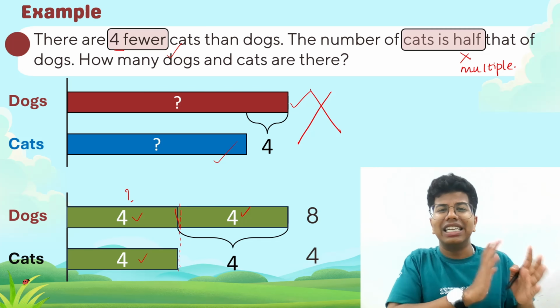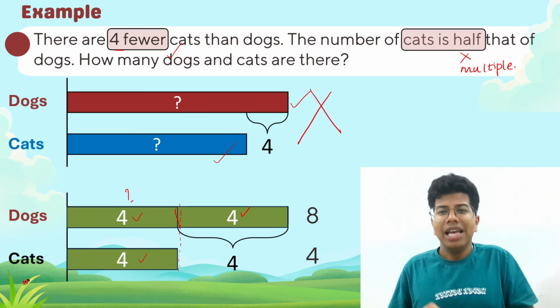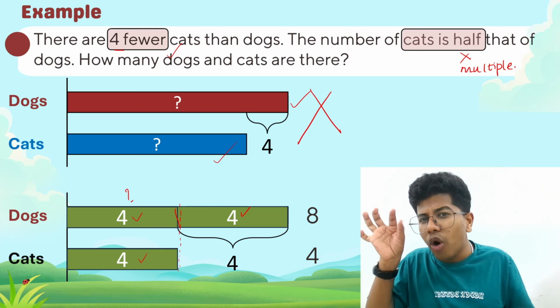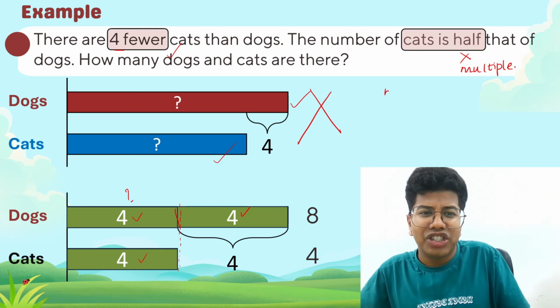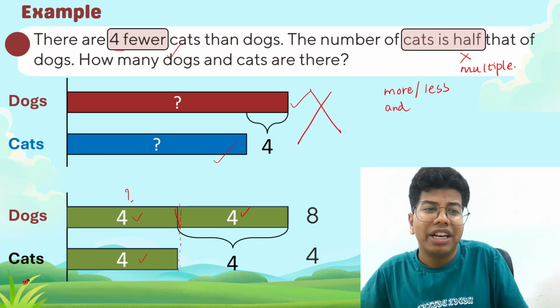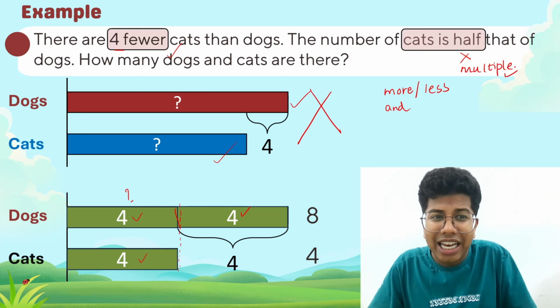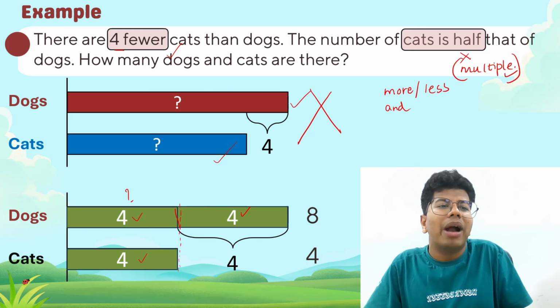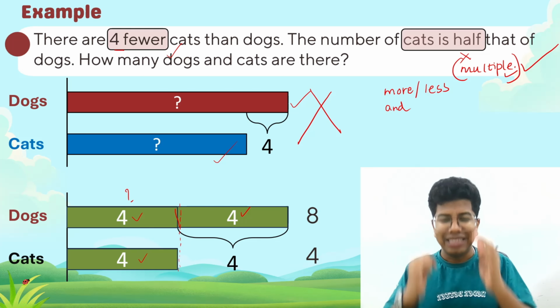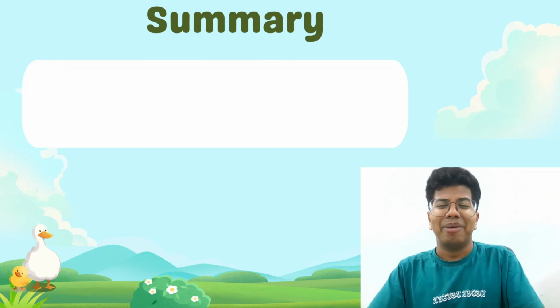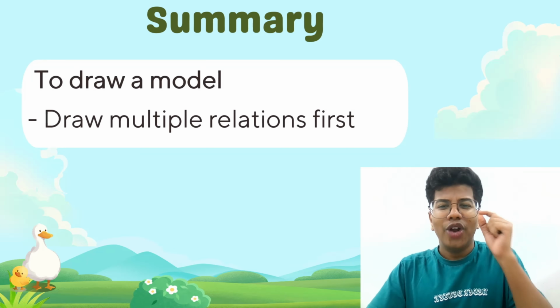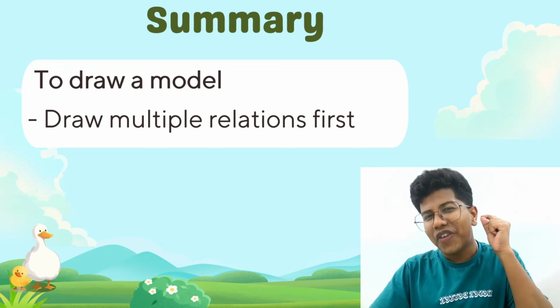So what we can understand from this example is, when we have a relation of more or less, and we have a multiple relation, which relation should we use to draw the model? We should always use the multiple relation to draw the model. So here let's summarize this. To draw a model, draw multiple relations first.